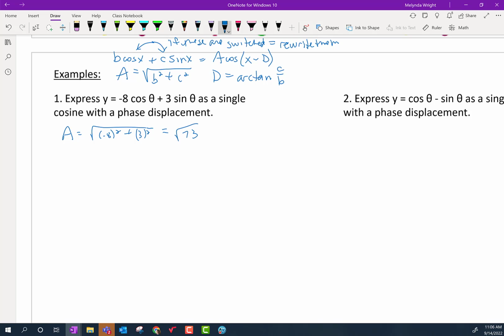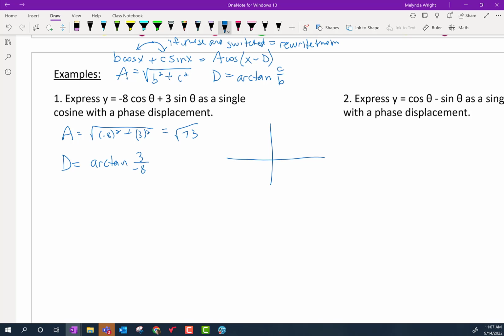Okay? Finding D is a little challenging. So let's just write the formula out. D equals arctangent of C, which is the one in front of the sine, right? 3 over negative 8. Now, before we do any work with it, what I want to do is figure out which quadrant we're in. Like I said, this is the danger zone right here, the quadrants. So how do we do that?